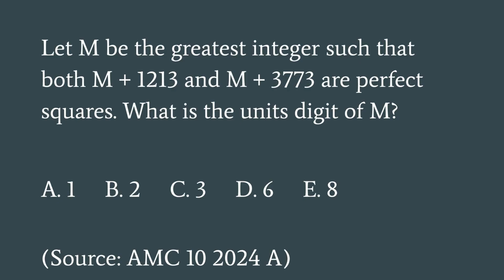Let m be the greatest integer such that both m plus 1213 and m plus 3773 are perfect squares. What is the units digit of m? Make the two perfect squares as close together as possible and use the fact that they must have the same parity. Pause the video here if you'd like time to solve the problem yourself.